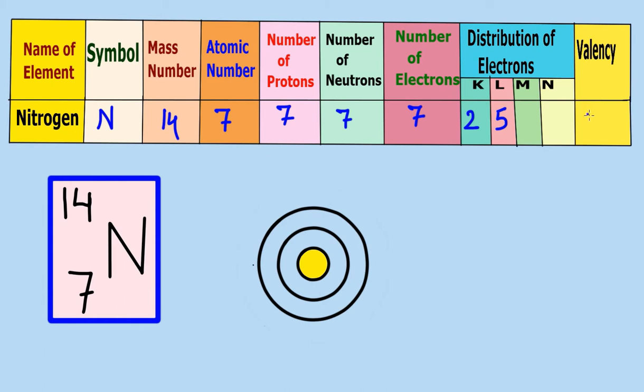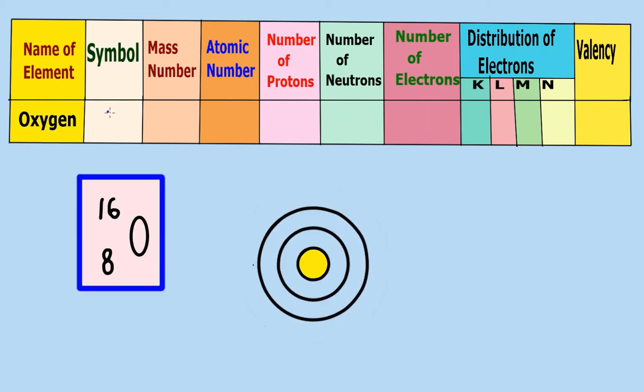What is its valency? Now its valency is not 5. Its valency is 8 minus 5, that is 3. So its valency is 3 because it needs 3 more electrons to complete its octet. We will show 2 electrons here in the K shell and 5 electrons here in the L shell. 3, 4 and 5. So this is the electronic distribution of nitrogen.